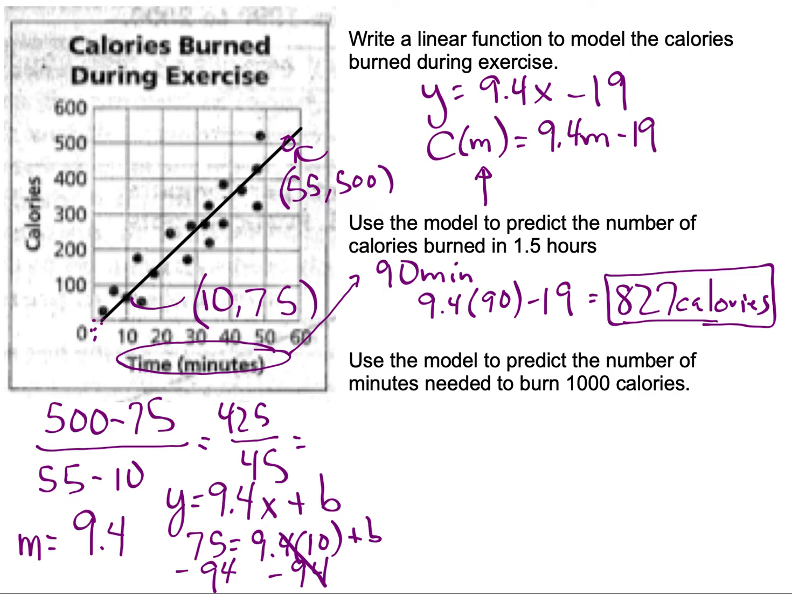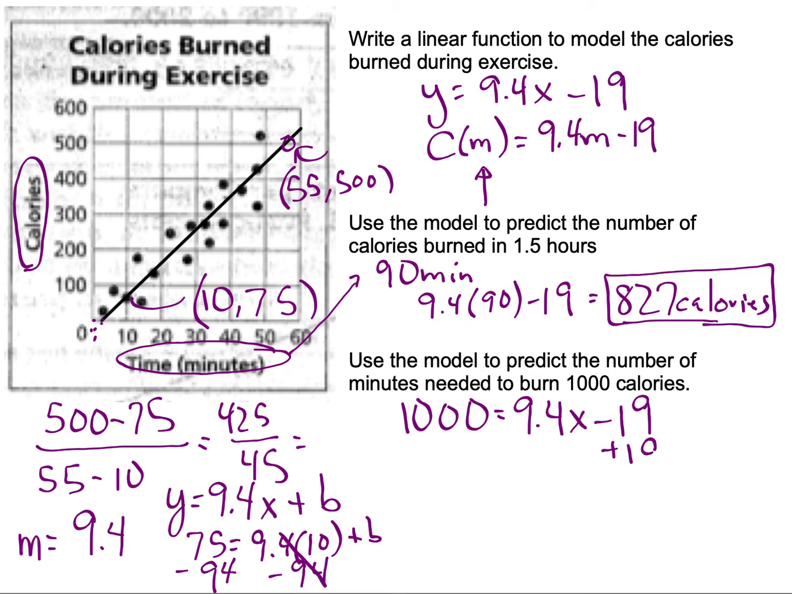Okay, use the model to predict the number of minutes needed to burn 1,000 calories. All right, 1,000 calories. Calories are on my y-axis, so I will plug in 1,000 for my y, my output. And I'm just going to copy down the functions from above with 1,000 plugged in for y.